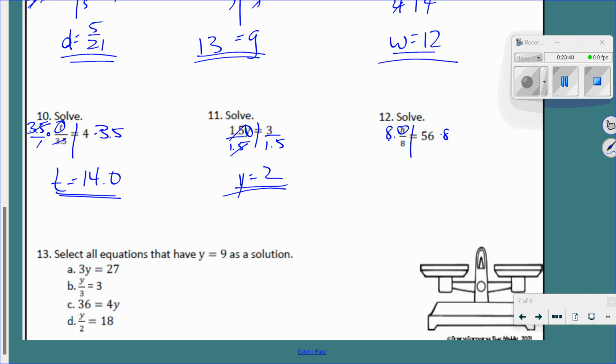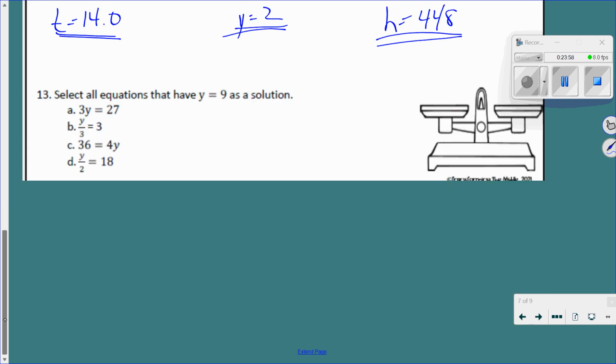And our last part, we're just checking which ones have a solution of 9. 3y equals 27. Divide by 3. These go away. Y equals 9. So A worked. Y over 3 equals 3. Multiply by 3. They go away. Y equals 9. That one worked.